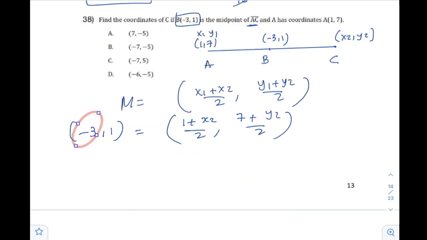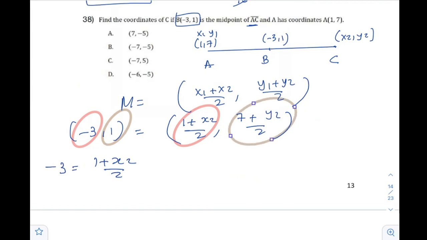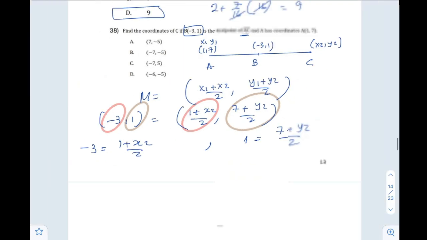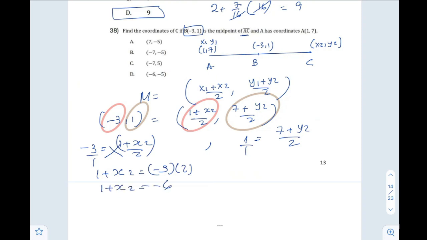Now what will happen? This x will be equal to this x. So we have the first equation, minus 3 is 1 plus x2 over 2. Also, we have this y is equal to this y. So we can write also 1 is equal to 7 plus y2 over 2. Now, how can I solve? Simply cross multiply. So 1 plus x2 is negative 3 times 2. So x2 is negative 7.